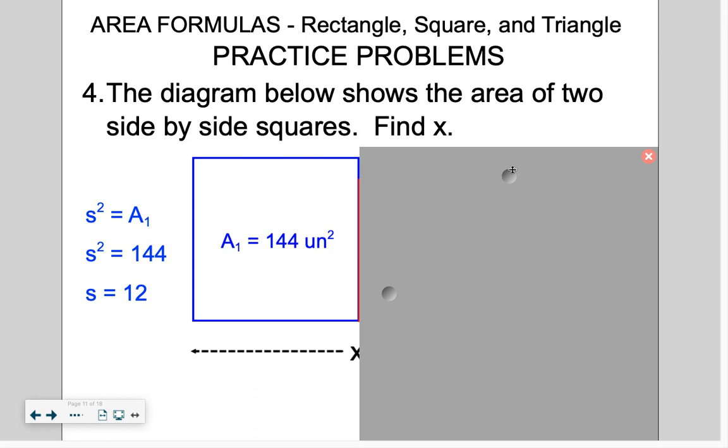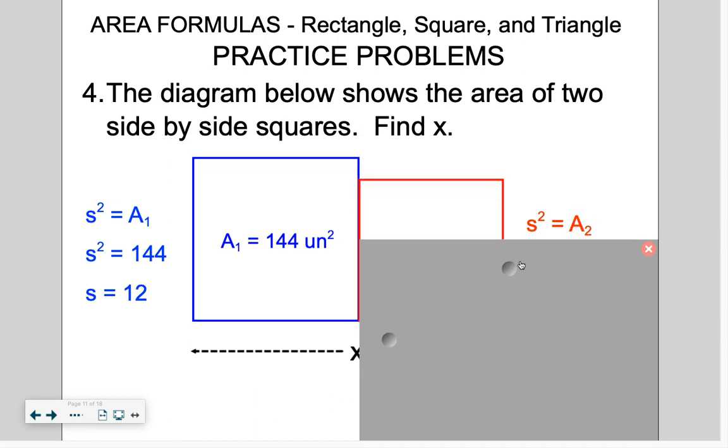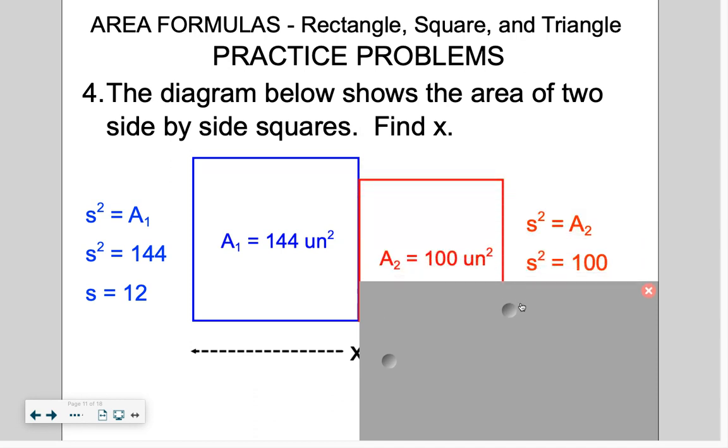So let's try that same logic with our smaller red square. The area formula is the same because it's a square, but in this case, our side squared should get us 100. And again, the square root of 100 is 10, right? Because 10 times 10 gets you 100.